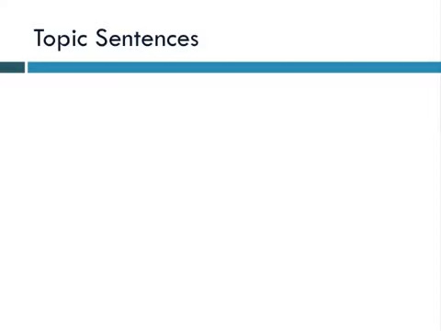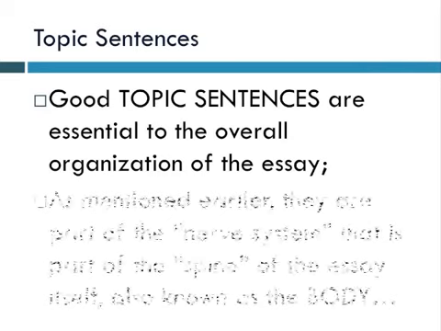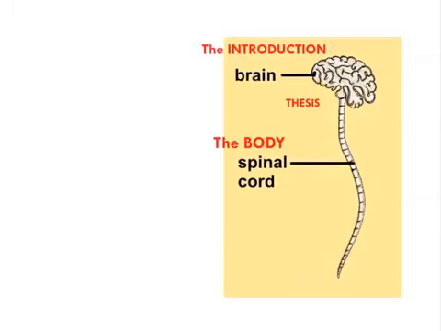So let's explore them a little more deeply. As we said earlier, good topic sentences are essential to the overall organization of the essay. As mentioned earlier, they're kind of like the nerve system or the spine of the essay, which we referred to in general as the body. So again, another image to think about here is that brain, as we mentioned before. That's our introduction.